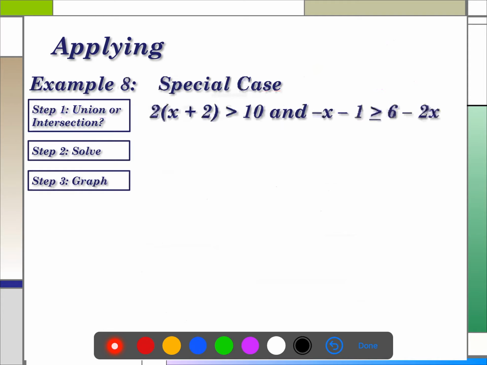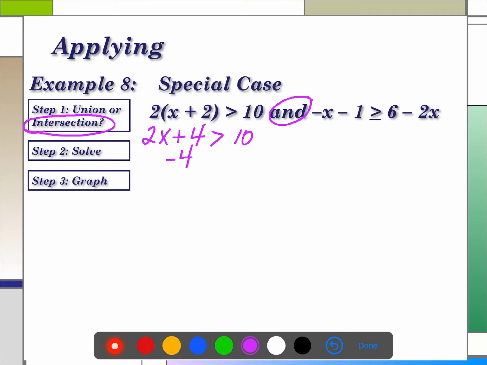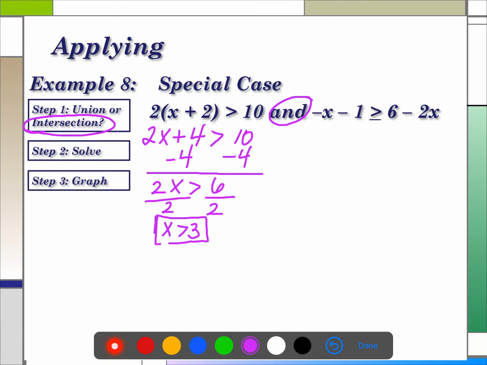Okay, of course you didn't think we were going to get out of this without some special cases. Okay, so I have an and, and and means intersection. Okay, so let's go ahead and solve these to see, well, what is so special? Okay, so far nothing special about my solving or my answer. That seems pretty normal.